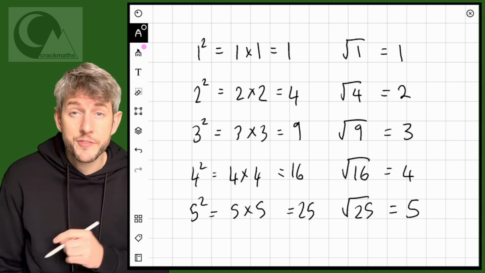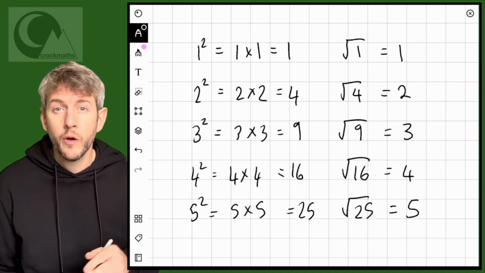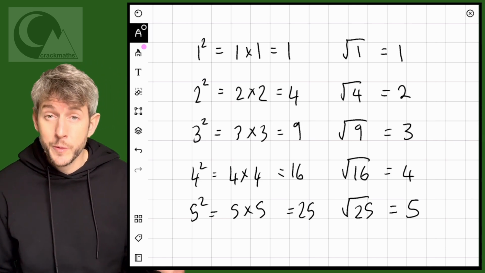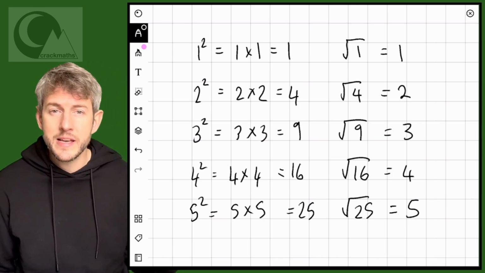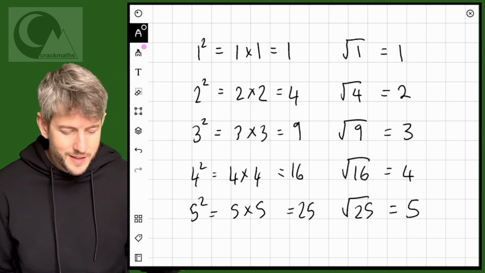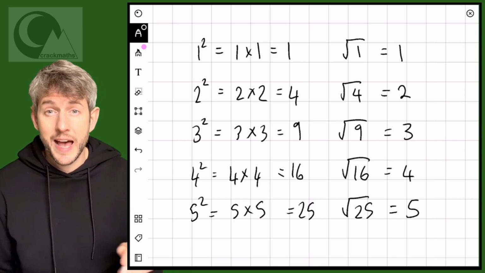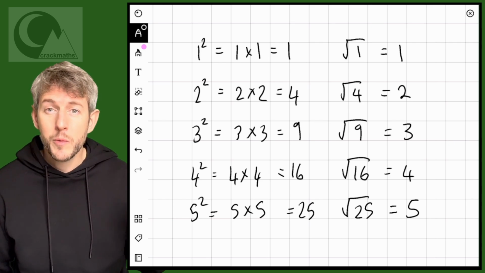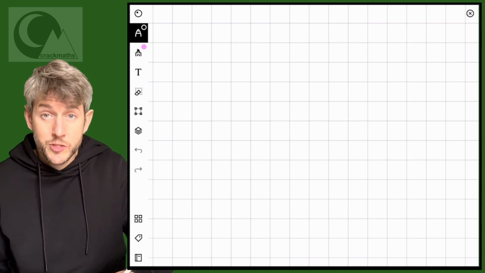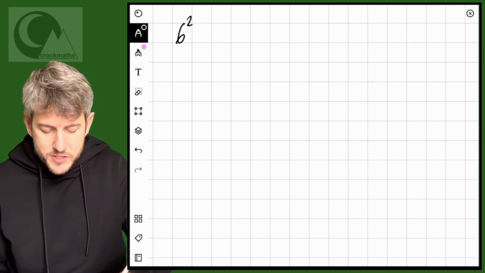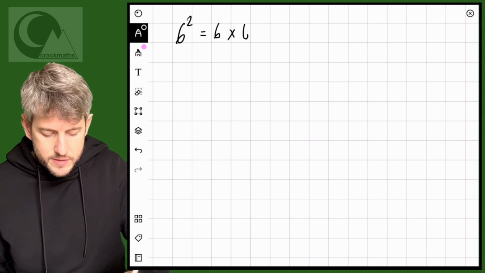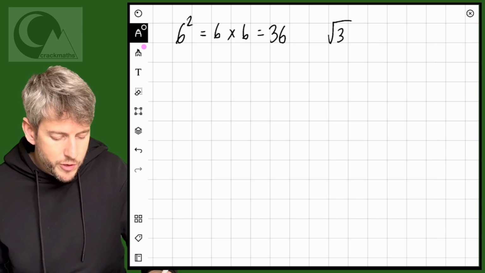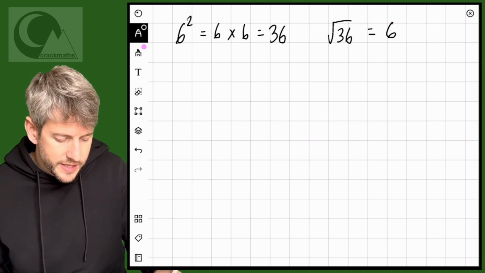In GCSE Maths, you are required to know all of the square numbers and all of their square roots up to 10 squared. I'm going to continue to go through these, and if you want to pause this page to have a quick go at memorising them, it will be worthwhile. But I'm now going to move on and look at the higher roots. 6 squared equals 6 times 6, which is 36, so the square root of 36 equals 6.